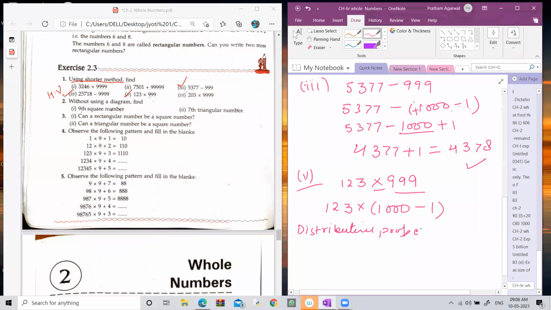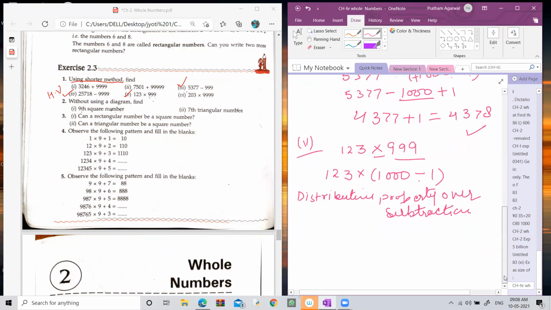Distributive property over subtraction. Why is it over subtraction? Because there is a minus sign inside the bracket. Okay. Now, what is the formula of distributive property over subtraction?